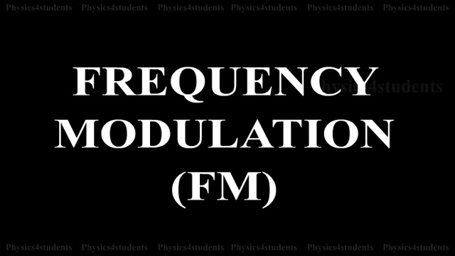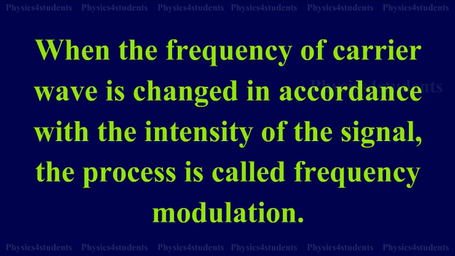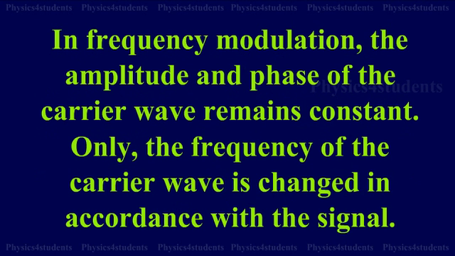Frequency modulation (FM). When the frequency of carrier wave is changed in accordance with the intensity of the signal, the process is called frequency modulation. In frequency modulation, the amplitude and the phase of the carrier wave remain constant. Only the frequency of the carrier wave is changed in accordance with the signal.